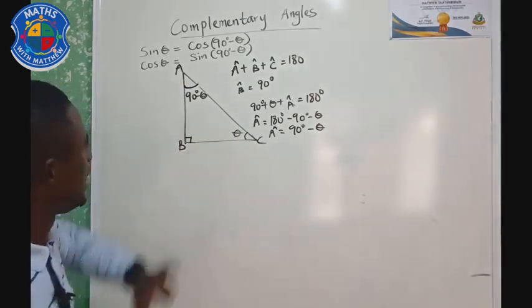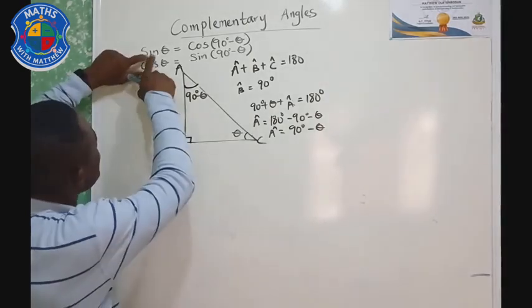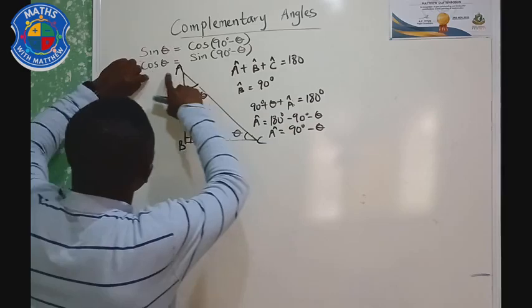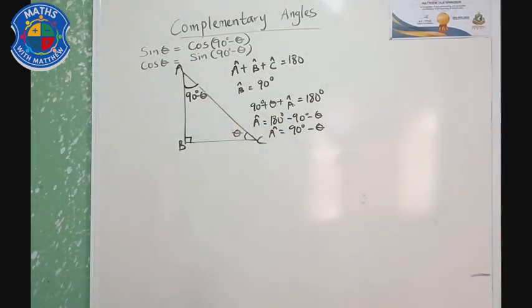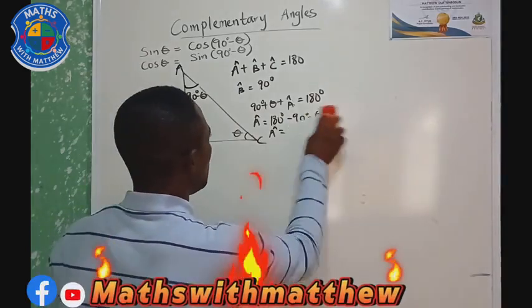Thank you. Now, with this, how do we get sine theta to be equal to cos of 90 minus theta, and cos theta to be equal to sine of 90 minus theta? Now, let's move into the work.